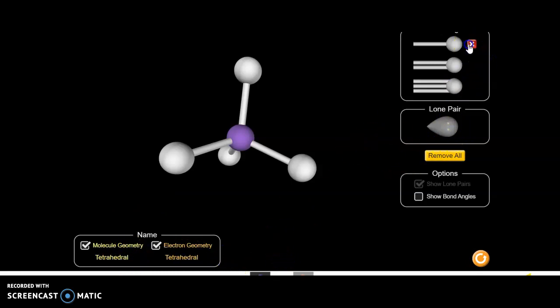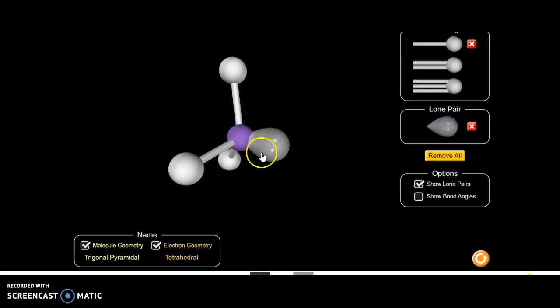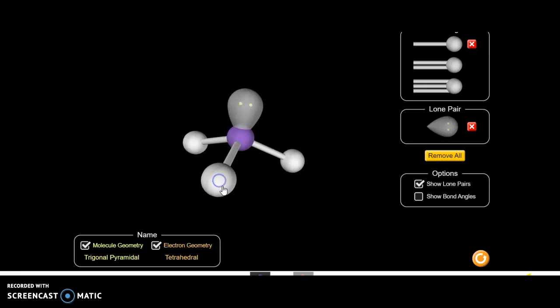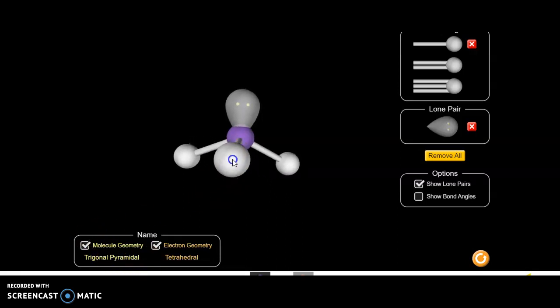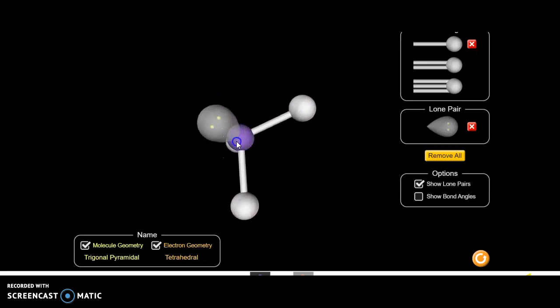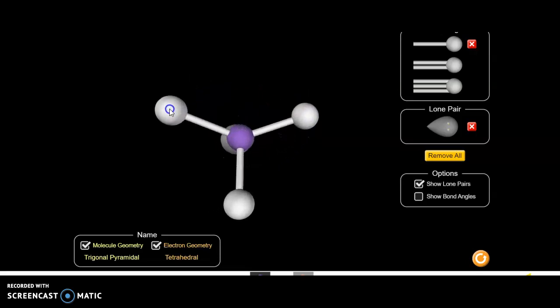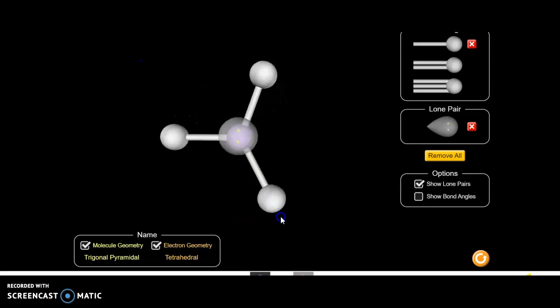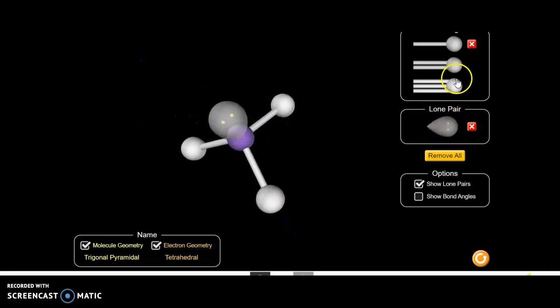Now, let's take off a bond, add a lone pair. That changes the shape to something that we call trigonal pyramidal. And the reason why it's called a trigonal pyramid is, see how it kind of looks like a pyramid here, and it's trigonal because it's a three-sided pyramid. I'll spin that around so you can see some of the three-dimensional stuff going on with it there. Okay, it's a very common molecule shape.